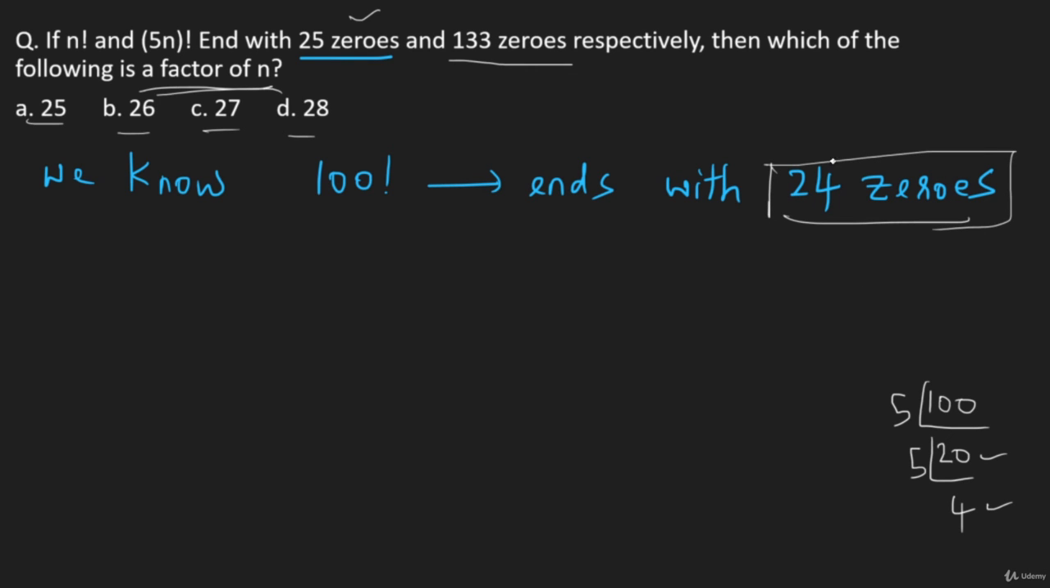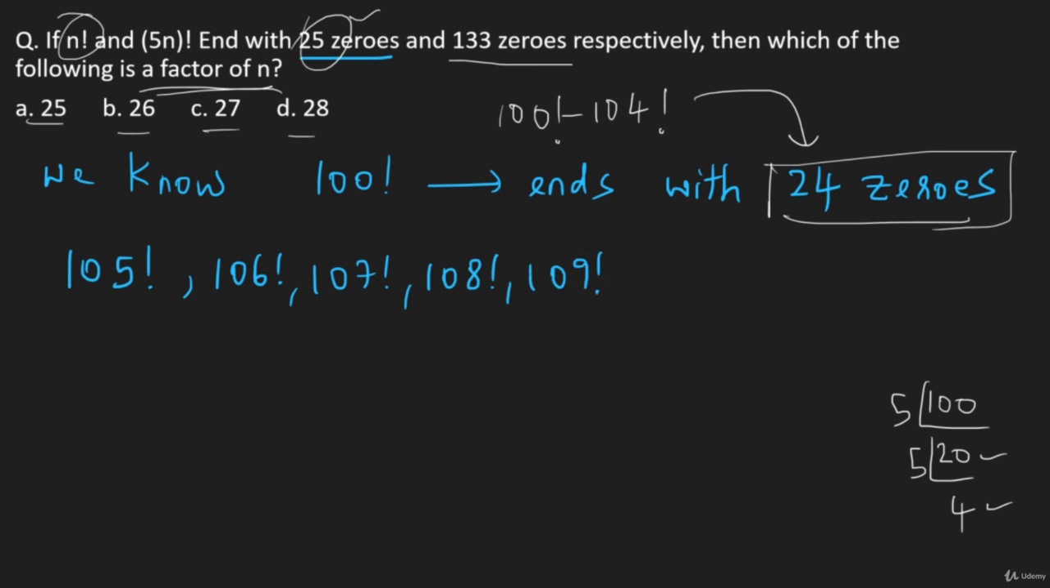Alright, now over here it's mentioned 25 zeros, right? So we just need to take the next set of numbers. We know 100 factorial to 104 factorial will have 24 zeros. So in this case, n factorial has 25 zeros. So based on this, n can be 105, 106, 107, 108 or 109. Alright, all of these will end with 25 zeros.